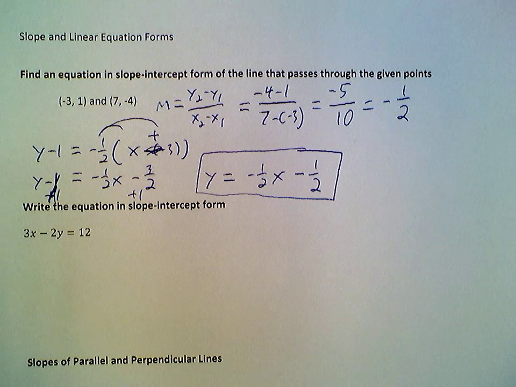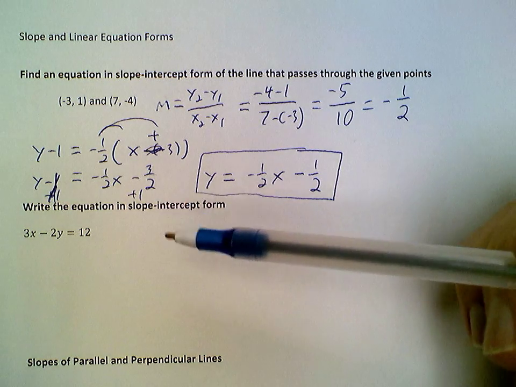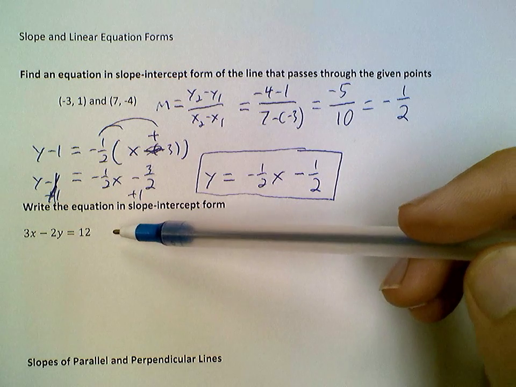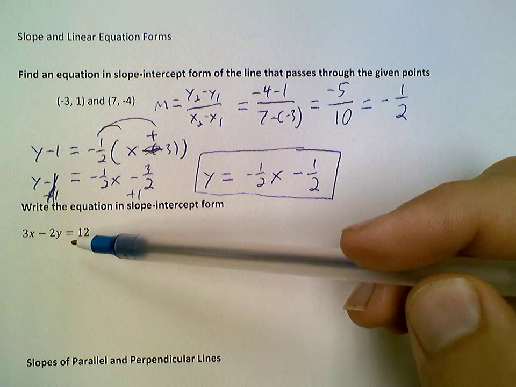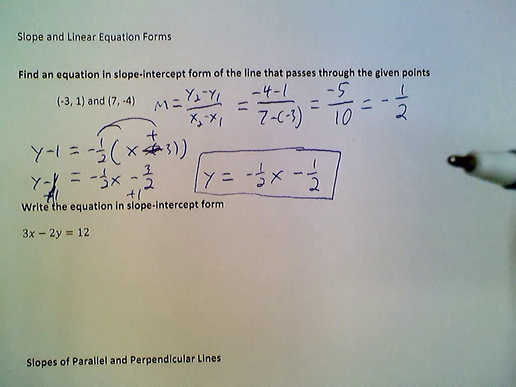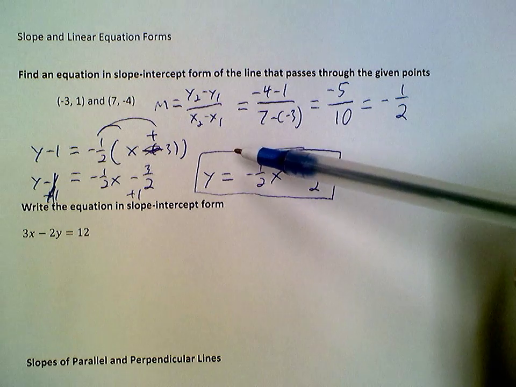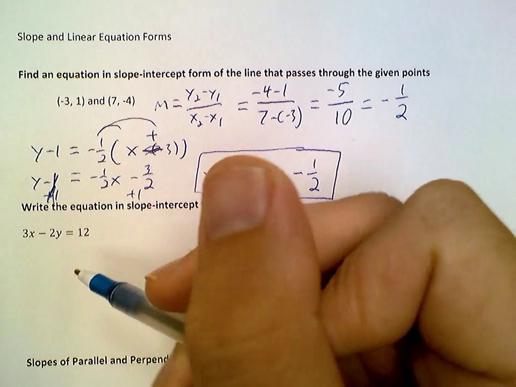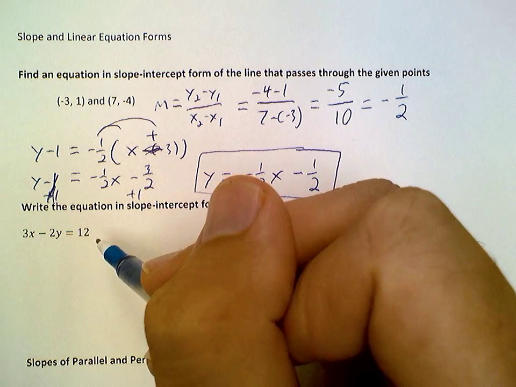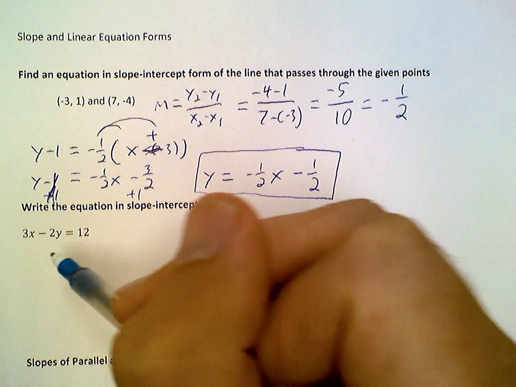Okay. This next situation is one in which they don't give me points or a slope. All they do is give me an equation. So I have 3x minus 2y equals 12. But just keep in mind, to get it in slope-intercept form, it's y equals mx plus b. So I just got to get the y by itself. So that's all I'm going to do, take a couple steps and get the y by itself, or isolate the y. So first step, I'm going to get rid of this 3x.